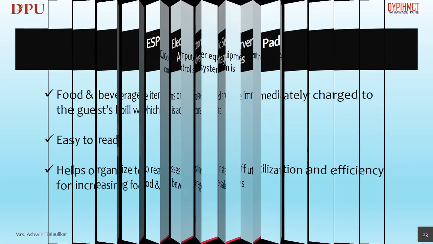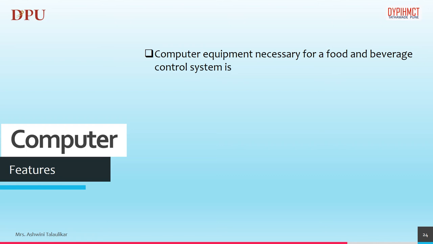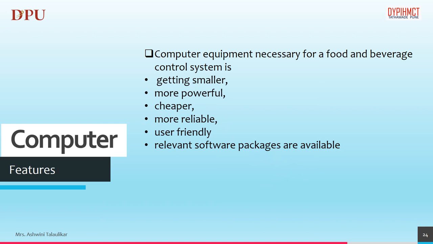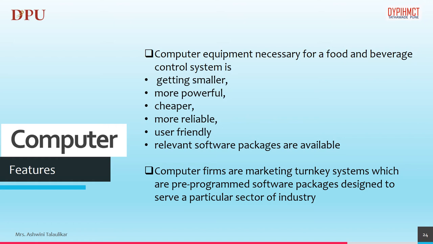The features of the computer are: computer equipment necessary for a food and beverage control system is getting smaller, more powerful, cheaper, more reliable, user-friendly, with relevant software packages available. The computer firms are marketing turnkey systems, which are pre-programmed software packages designed to serve a particular sector of industry.